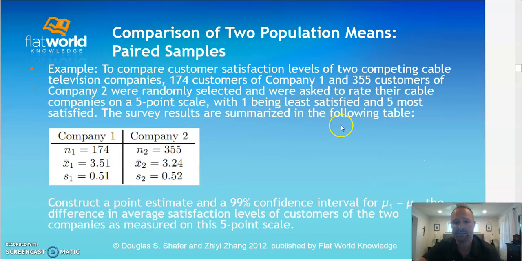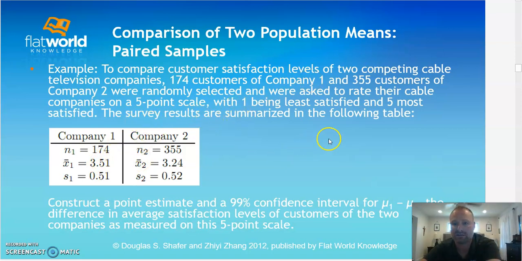So here's an example for us to work through. We want to compare customer satisfaction levels of two competing cable television companies. 174 customers of company 1, that represents your n, and 355 customers of company 2, randomly selected, were asked to rate their cable companies on a 5-point scale, with 1 being least satisfied and 5 being most satisfied.